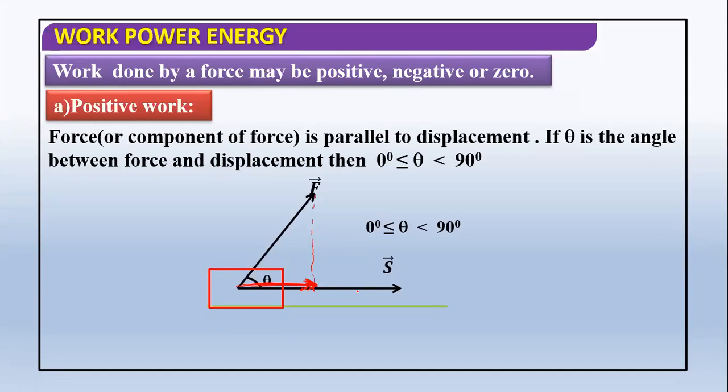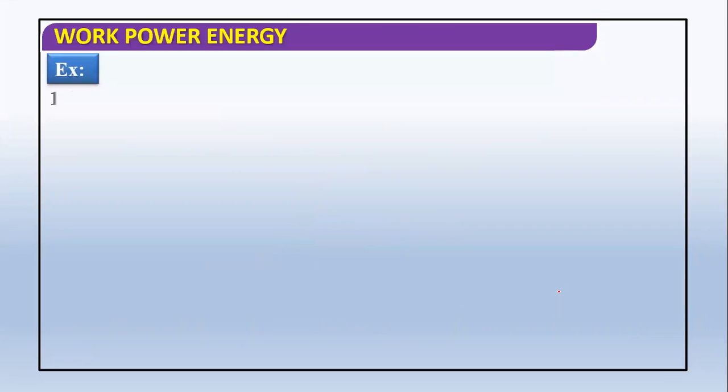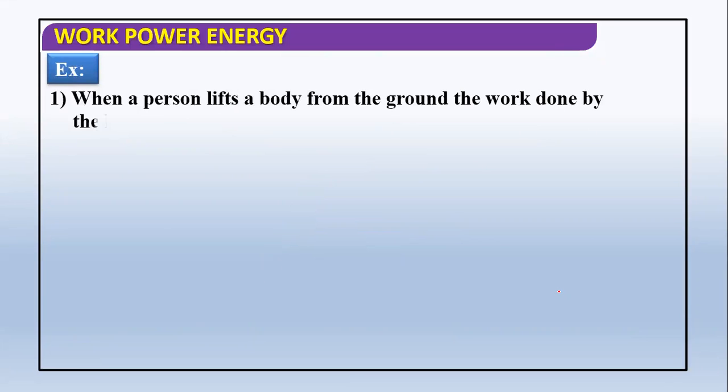And in many cases we will see when it is negative, that also we'll see: when force is anti-parallel, then it is negative. So what does positive work signify? That the force or external force favors the motion of the body. You can see the component of force is in the direction of displacement, so the force is favoring the motion. Okay, so this is the meaning of positive work. Next we will see examples for positive work.